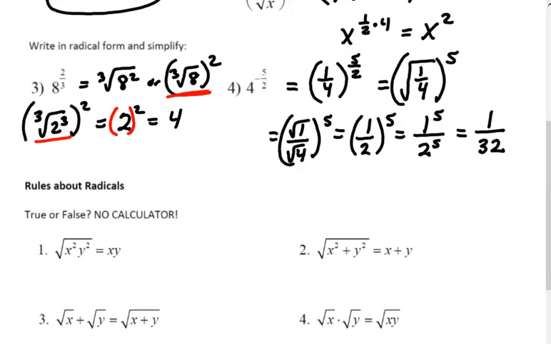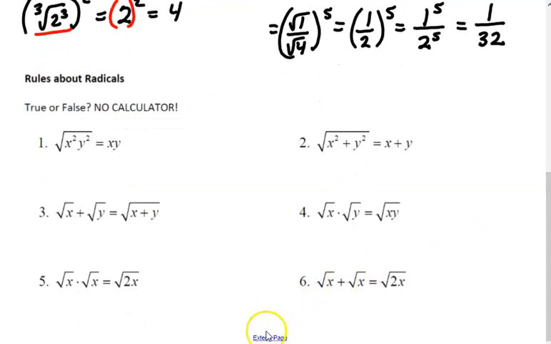So when I say write in radical form and simplify, then I want to simplify as much as possible. Now sometimes when you write in radical form and simplify, you're going to still have a radical in your answer. Okay, so if this had been the cube root of 4, for example, instead of the cube root of 8, I wouldn't have been able to simplify that any farther. So in some of your homework problems, you'll have a radical still in your answer.